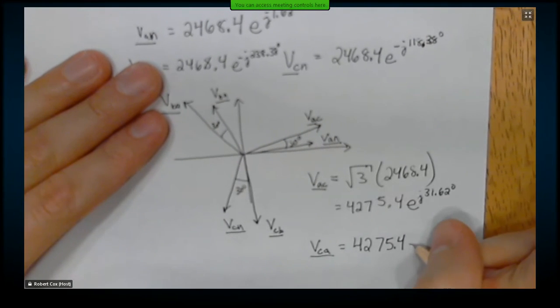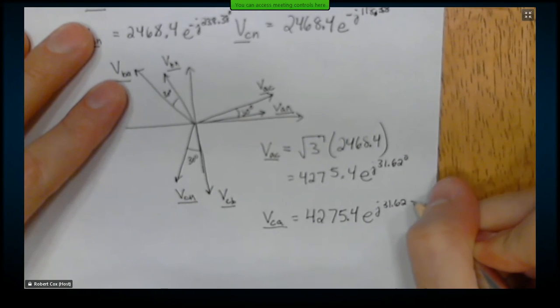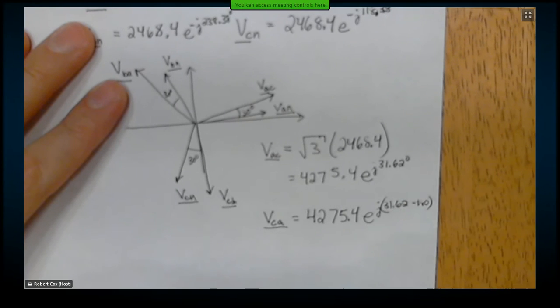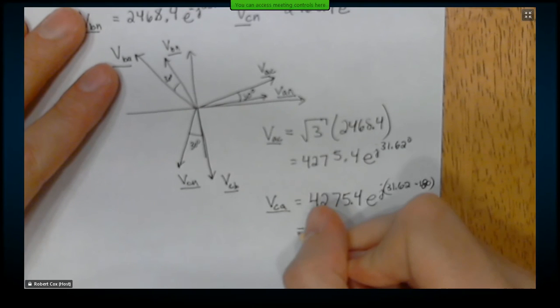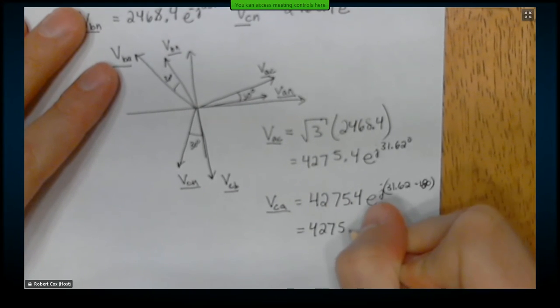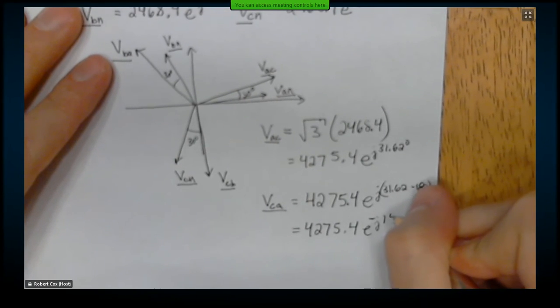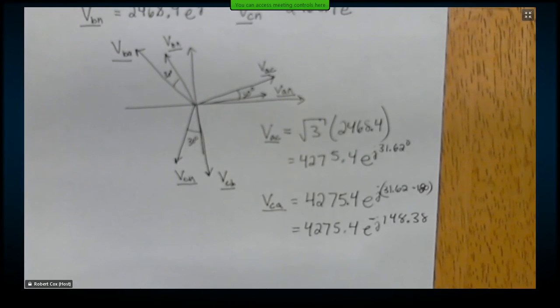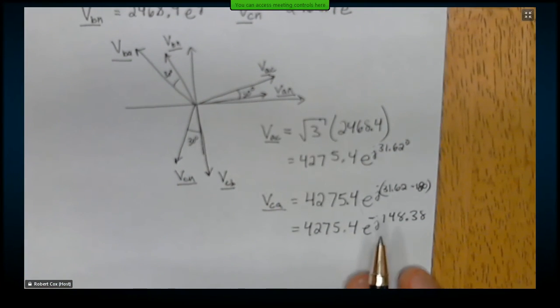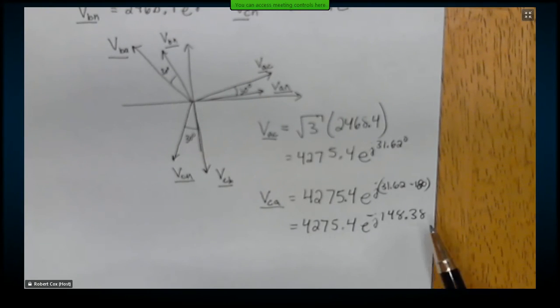So 4275.4, and the angle is 31.62 minus 180, which works out to 4275.4 e to the j minus 148.38. Okay, if you look in the book, my magnitudes are a little different. They have 4275.02. Pretty close, a rounding error, right? But they have the same angle, 148.38.